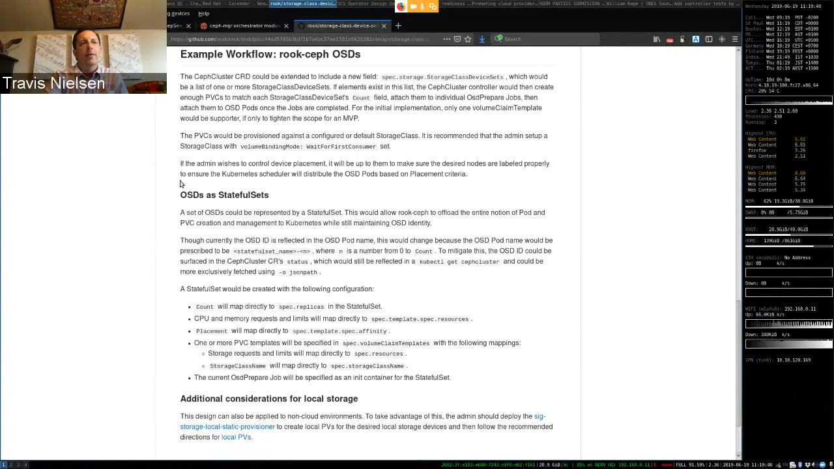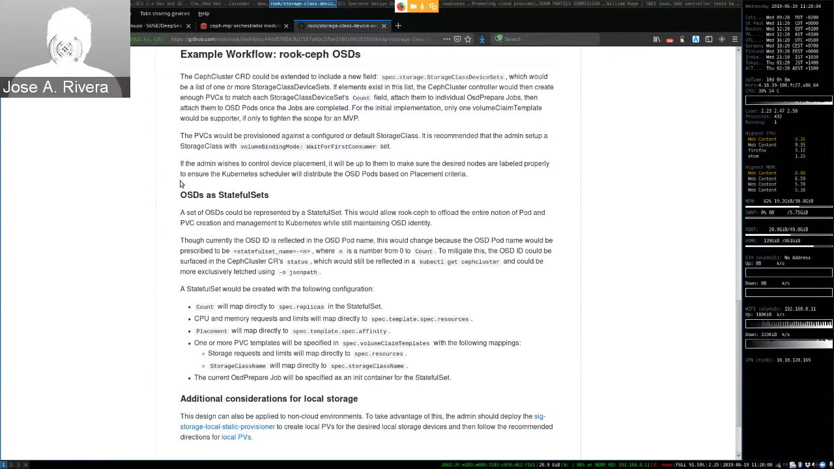So creating the OSD, you're saying, would be done by an init container, and then the individual pods would be created based on that, right? So the number of pods in the stateful set would change based on what the init container decides needs to happen. Correct. So yes, down here as the last bullet point, I suggest that the current OSD prepare job be specified as an init container for the stateful set.